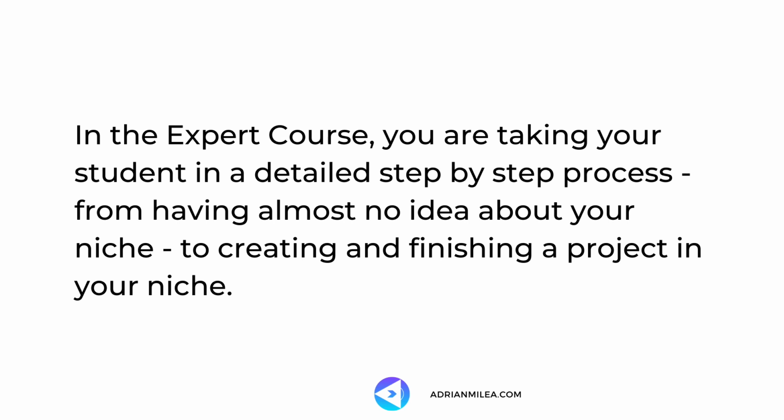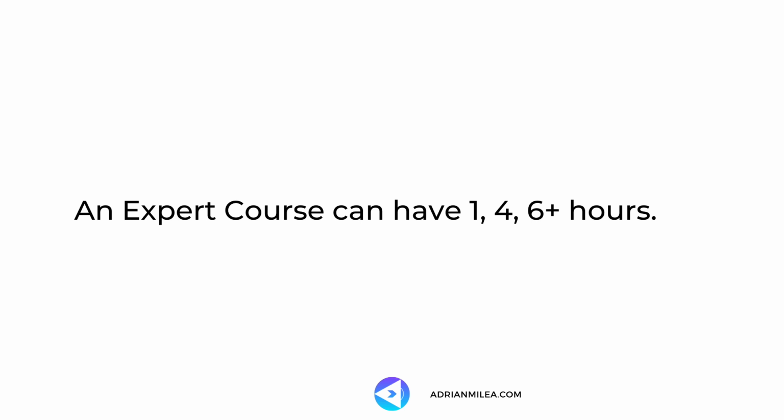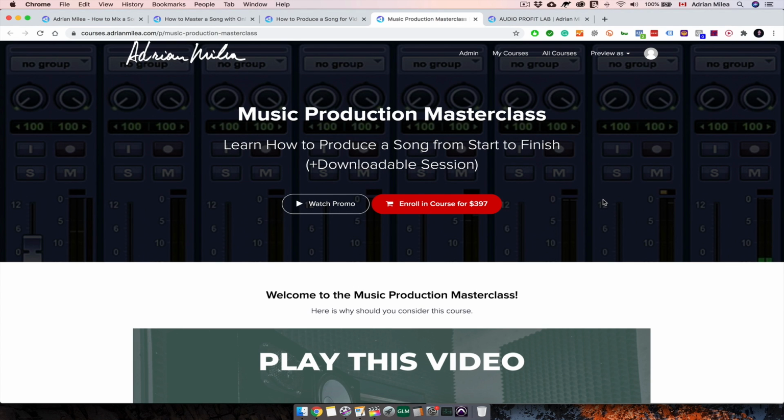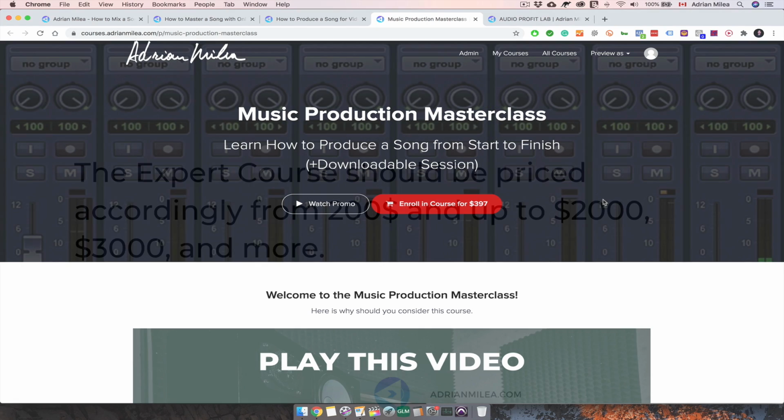I mentioned the lead generator course should be a short 15 minute course. On the other hand, your expert course should generally have more than 1 hour and maybe up to 4 or 6 hours. This should allow you to present a detailed solution which would allow your students to learn new, simple, and more advanced skills and solutions that could be applied in your niche. As an example of an expert course, my music production masterclass is a more than 6 hours, in-depth, step-by-step course for producing music from an idea to a finished song.